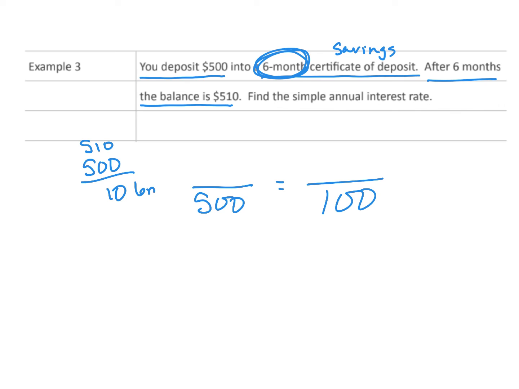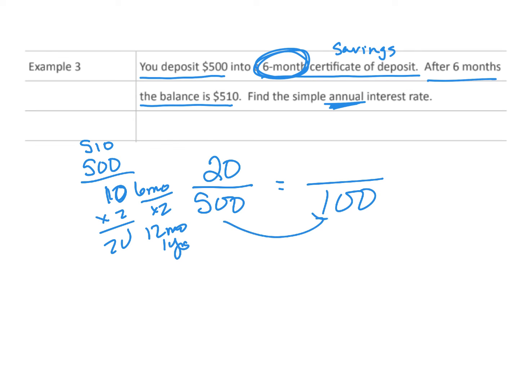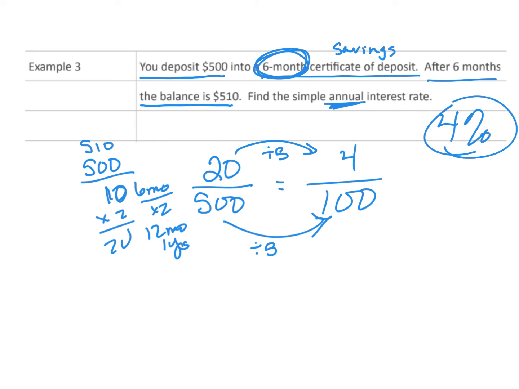But that's in 6 months. So if you get $10 in 6 months, how much are you going to get in 12 months or 1 year? Well, multiply by 2, so 10 times 2 is 20. So our interest amount is $20. That is for the annual now. So we're going to go easy. 500 divided by 5 gives us 100. So 20 divided by 5 gives us 4. So our annual interest rate is 4%.